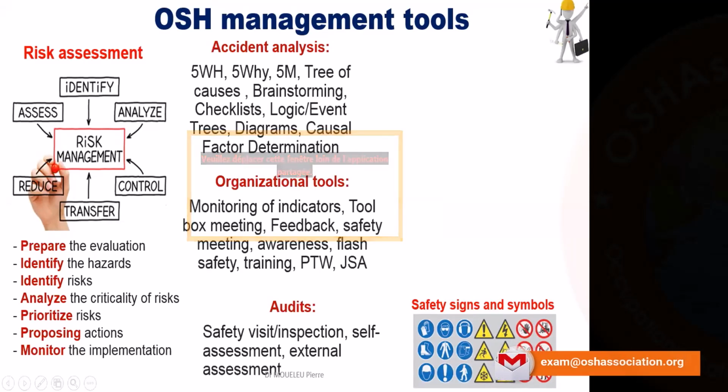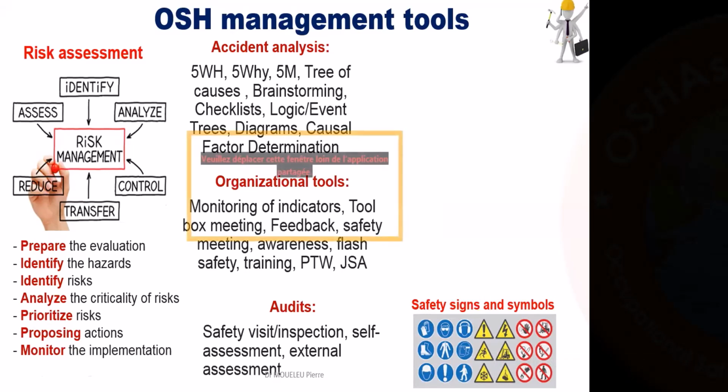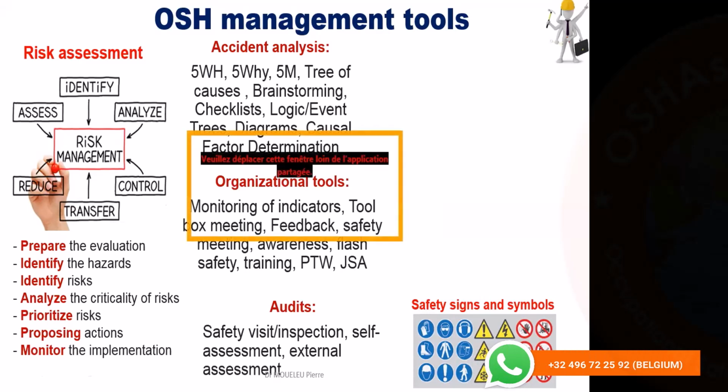If you are a safety manager in the company, it is up to you to carry out accident analysis. You can use the 5WH: who, what, where, when, then how. For example, in your company, you are transporting fuel.